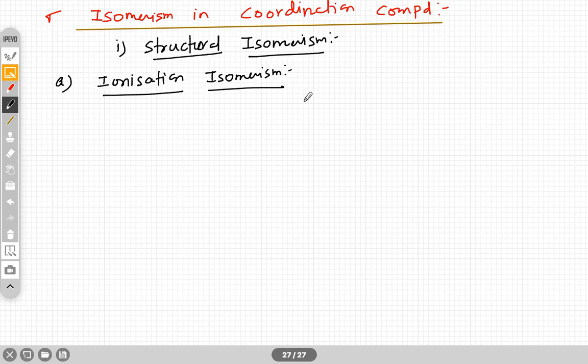Okay, write down. These isomers have the same molecular formula and are produced when the ligands and the outer atoms, meaning those outside the coordination sphere, are interchanged.